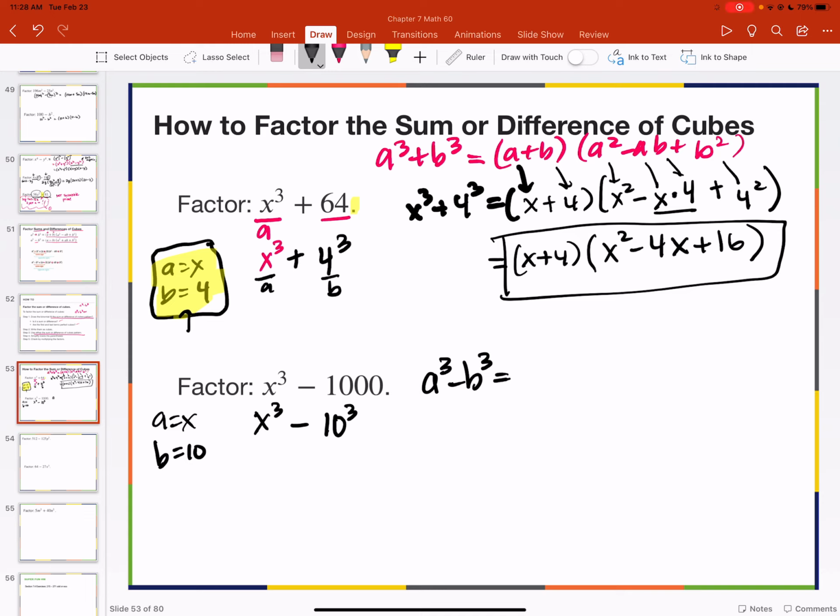Of course, I don't expect you to memorize this immediately, okay? But if you work enough problems, you will end up memorizing it. That's just how it is. It's super helpful to memorize formulas. You don't have to keep looking them up.